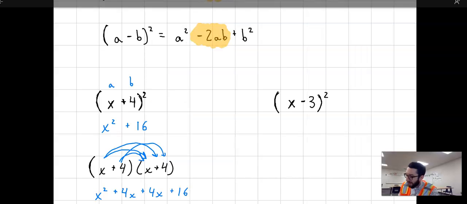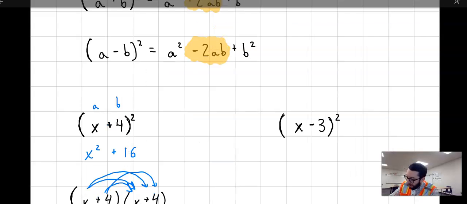So if I look at the second one, this is subtraction. So I have a and b. If I use that shortcut, first it's a squared. a is x, so x times x is x squared, minus 2 times a times b. Well, a times b, so x times 3 is 3x. 3x times 2 is 6x. And then b squared is 3 times 3, which is 9. And so again, it gives you a faster way to solve these when you have a binomial being multiplied by itself.